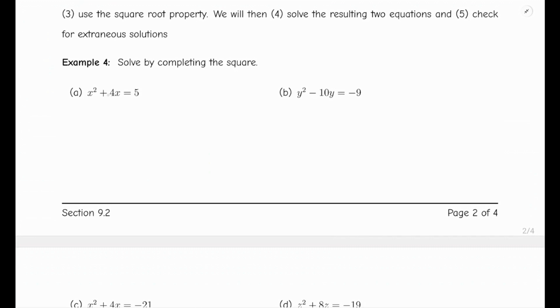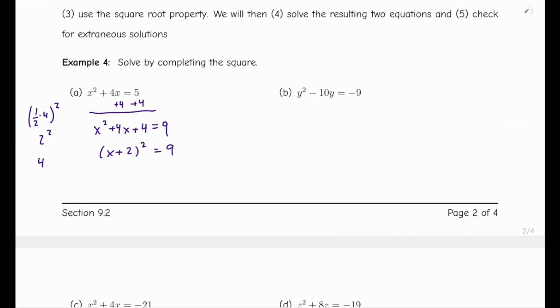So I need to take half of this coefficient, so 1/2 of 4, and square it. So that's 2 squared, which is 4. So I need to add 4 to both sides of this equation. So we get x squared plus 4x plus 4 is equal to 9. Now the entire reason why we added 4 to this equation is so that we can factor it now into (x plus 2) squared equals 9.